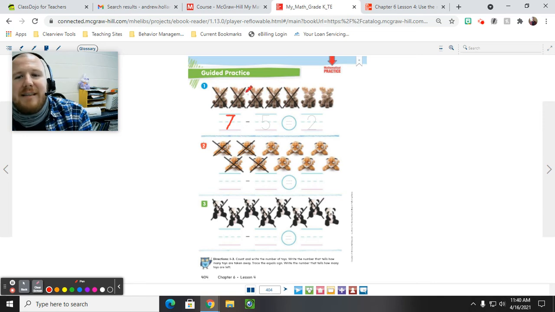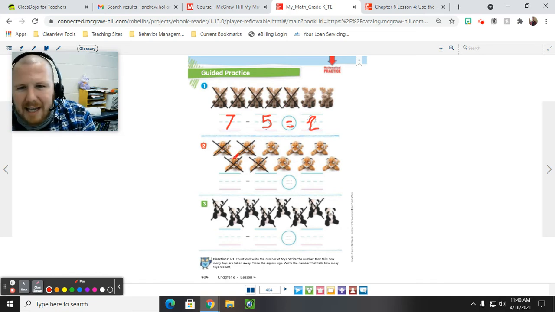And then we see that some of them are crossed off. Those are the ones that are going away. So we have 1, 2, 3, 4, 5 that went away. The equal sign tells us, or basically asks us to see how many are left. How many did we not cross off? 1, 2. And that's where we write the number. All right, let's try it down here.